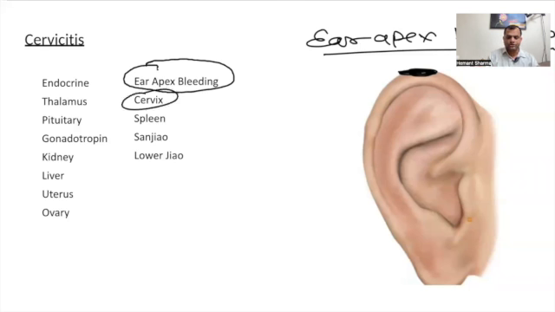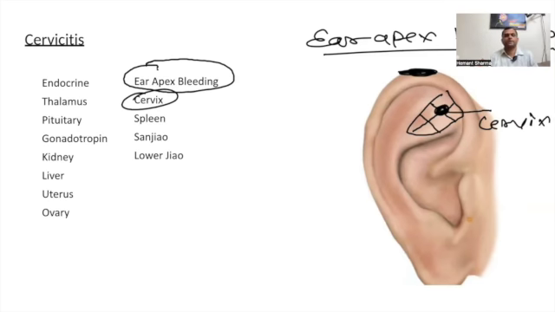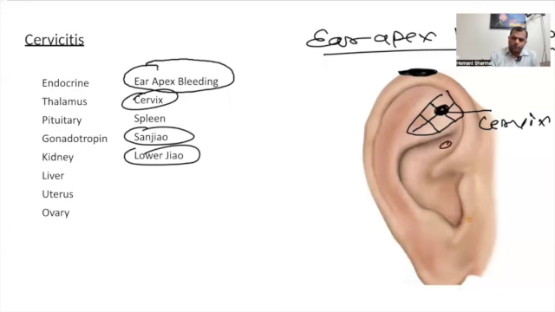The second point will be cervix. So this is the triangular fossa, and this is the uterine line. We can divide in three parts. So this is the cervix. ये cervix है. Then the lower GIO and the sens GIO, we are going to use both points. So this is the lower GIO, and the sens GIO.